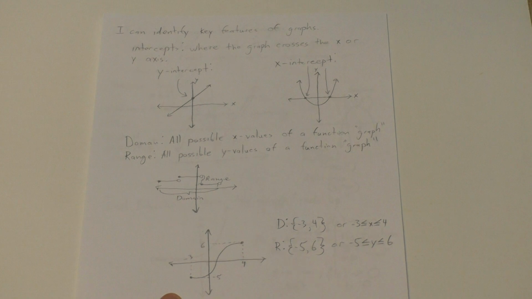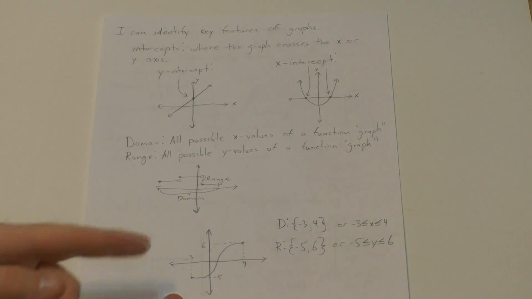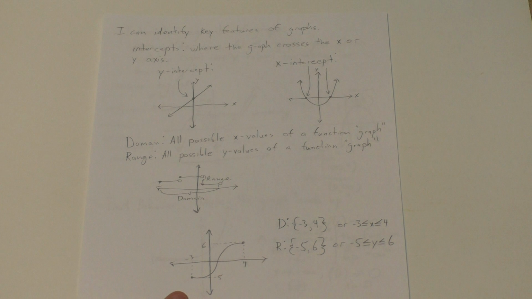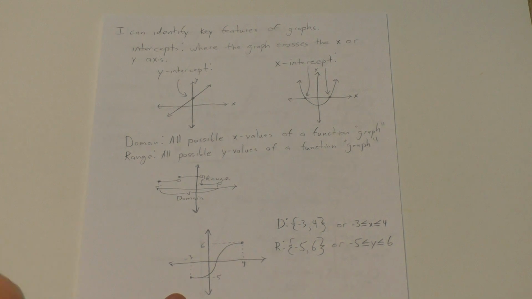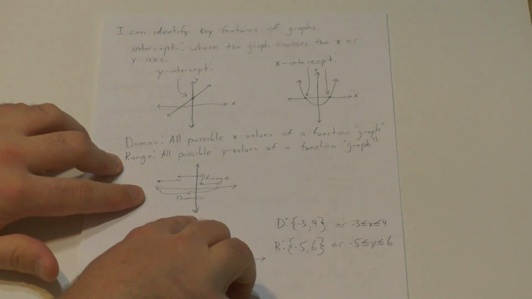Okay, next key feature is domain. Domain is all possible x values of a function, okay? In this case, we're talking about graphs. So a graph is one way to represent a function. The other two ways, of course, are tables and equations. But we're worried about graphs today, okay?